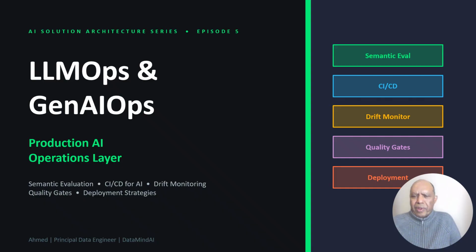From semantic evaluation and quality gates all the way through the CI/CD pipeline and deployment strategy built specifically for large language models. So this is episode number 5 of our series, sitting on top of everything we have built on the foundation, knowledge, intelligence, and automation layer. Let us go.